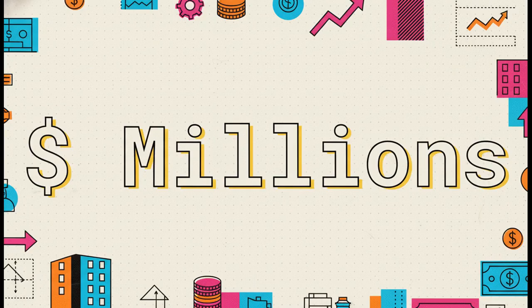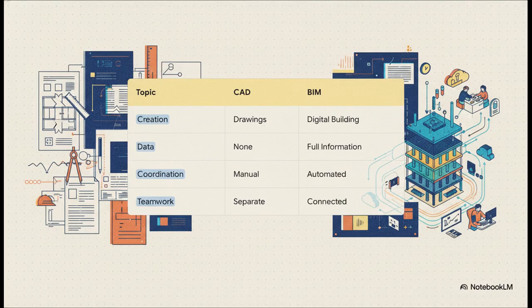And the financial impact of finding those problems early? We are not talking about saving a few thousand dollars here. We are talking about preventing mistakes that can add millions to the budget of a hospital, an airport, or a skyscraper. This table sums it up perfectly. With CAD, you create drawings. With BIM, you build a digital building. CAD files have no data. A BIM model is full of rich information. CAD coordination is totally manual. BIM is automated. And teamwork in CAD means emailing separate files back and forth, while BIM means everyone works together in one connected system. It's a whole different world.